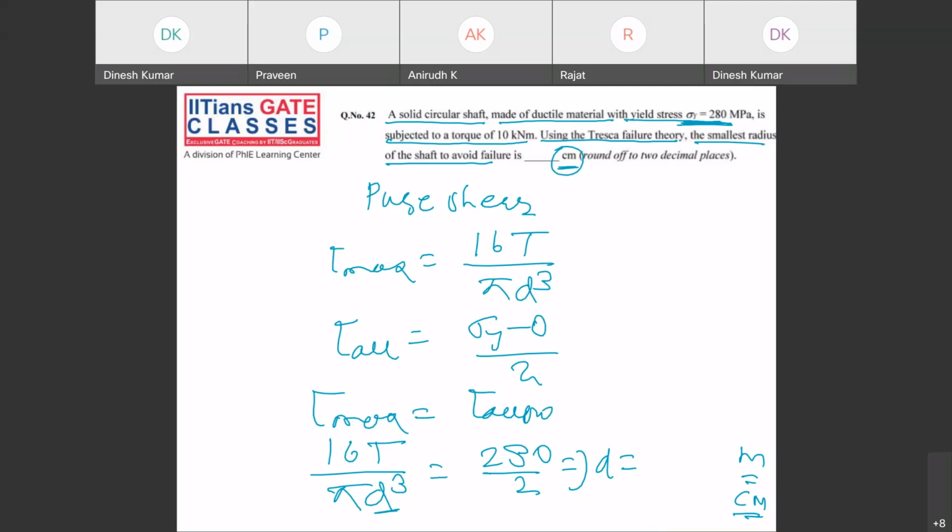So if you keep it in meter, my torque is 10 into 10 to the power 3, and whatever I am saying is from Tresca's theory. Because Tresca's theory is the maximum shear stress theory. So it is Newton meter. And sigma y will be kept as 280 into 10 to the power 6 Newton per meter square. So if you find the d value, how much d value is coming, guys?